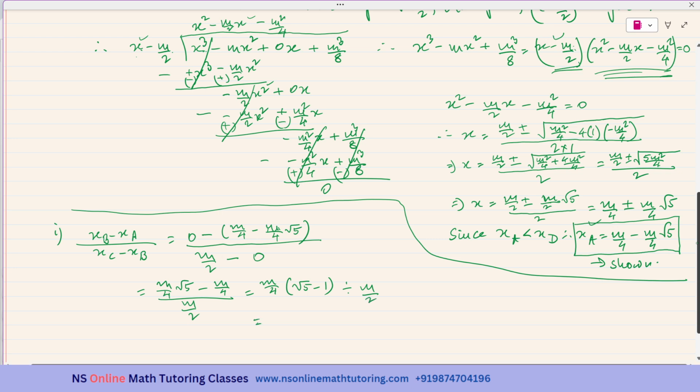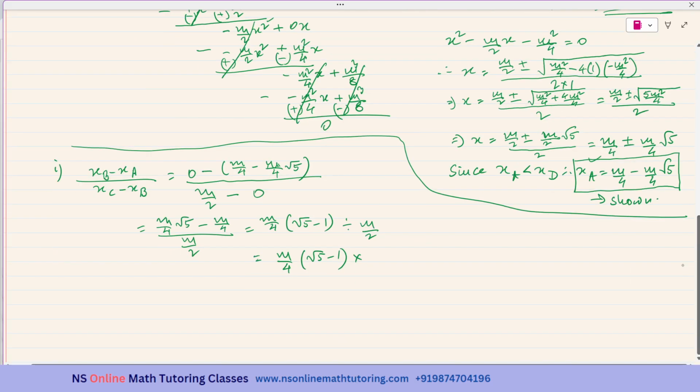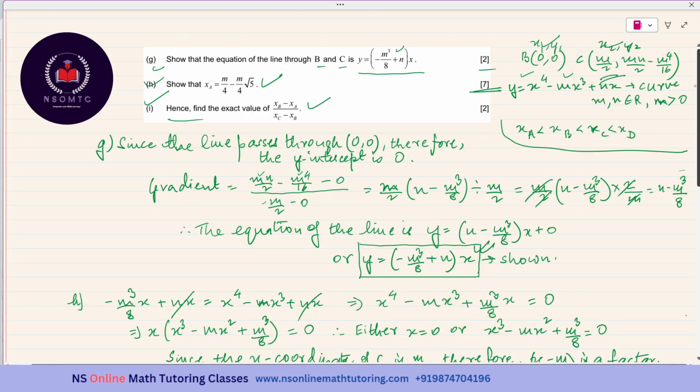Okay, so this is m over 4 root 5 minus 1 times 2 over m. These two will be getting cancelled and this is this. So this is equal to root 5 minus 1 over 2. So this is the exact value of xb minus xa over xc minus xb. Okay. So we have completed answering this question number 2.